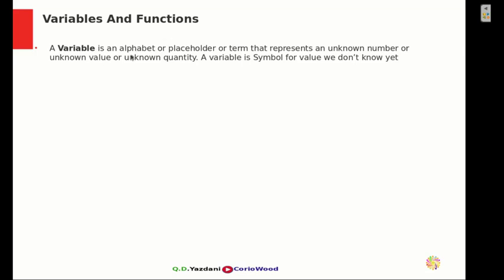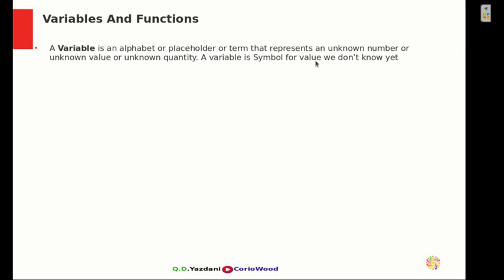A variable is an alphabet letter or placeholder or term that represents an unknown number, unknown value, or unknown quantity. So we can say that a variable is a letter, just like A, B, C, X, Y, Z, or a placeholder. Unknown number means we can write it like A, B, C or X, Y, Z because it's unknown. It's an unknown quantity because we don't know the quantity yet.